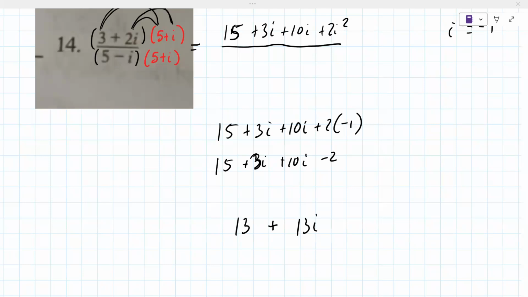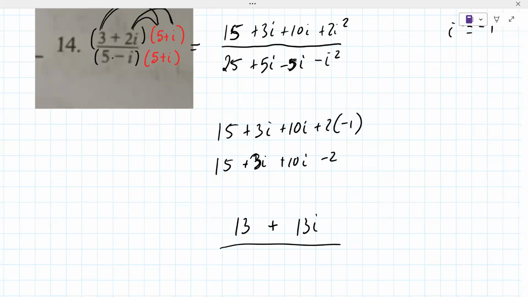We have 25. So then outer would be 5i. And inner, 5i. Nope, there's not 5i, it's -5i. There you go, that's better. And last would be i and i, which would be -i squared.